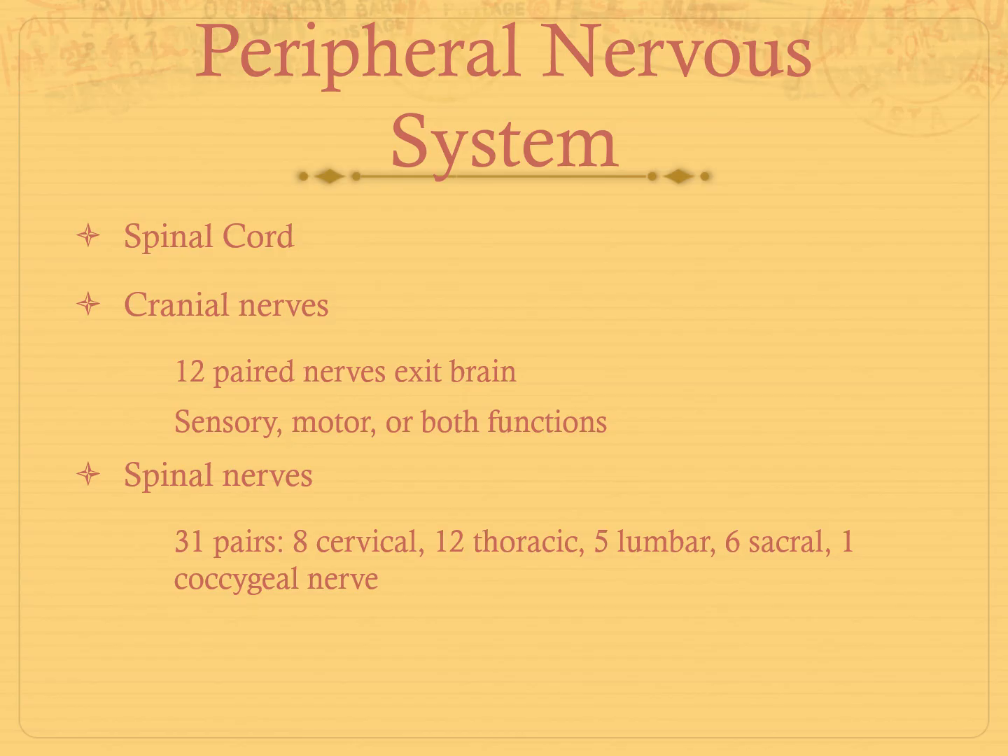Then we have the cranial nerves. The peripheral nervous system also includes the 12 pairs of cranial nerves. And unlike spinal nerves, cranial nerves emerge directly from the brain or brainstem rather than the spinal cord. So each cranial nerve has a specific function. Some are responsible for sensation, some control muscle movement, and others perform both sensory and motor functions.